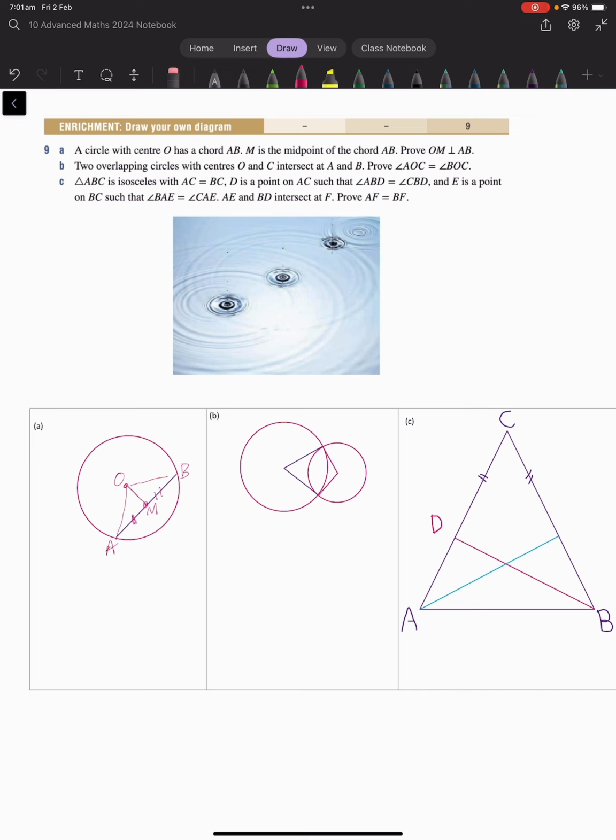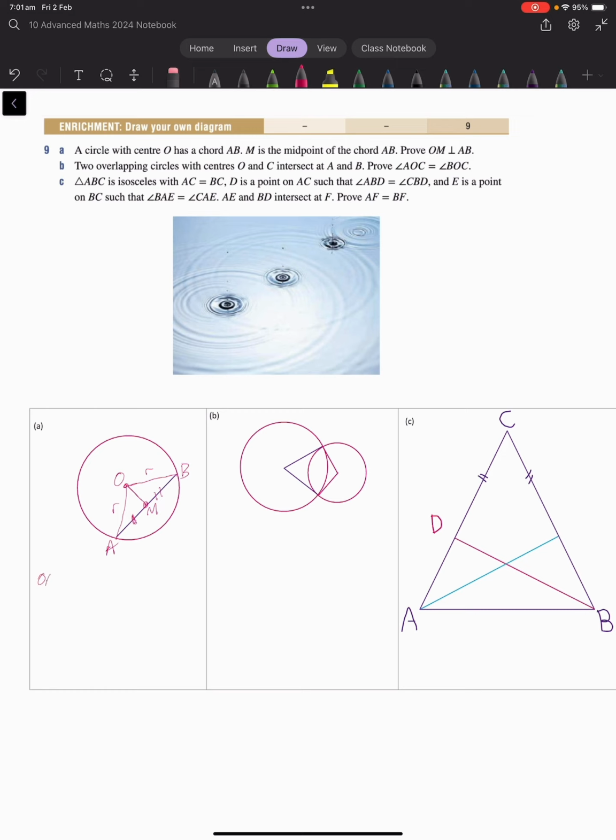It's always a good idea, whenever you've got a circle question, to draw radii in where you think they may be useful. So you can see I've got two triangles now: triangle OAM and another triangle OBM. I guess I've got triangle OAB as well, but I'm interested in the two smaller triangles. What I'm going to try to do here is show that they are congruent. So let's have a look.